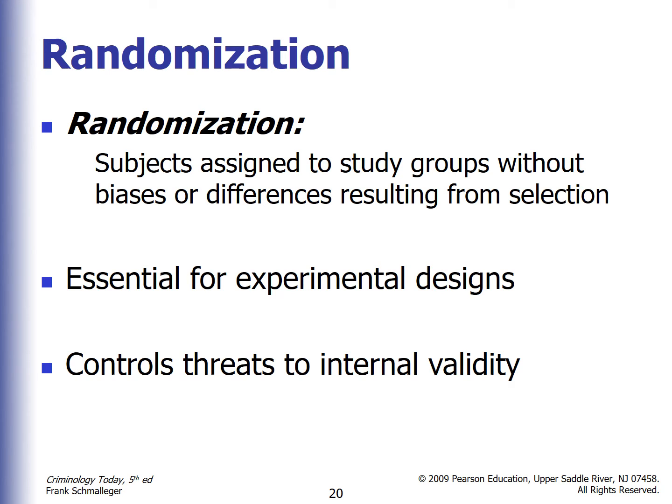It's essential for experimental designs, and it helps to control threats to internal validity. As I mentioned, if you do your study on alcohol only with people who live in a bar, you're going to get one result, versus if you go to a church where part of the culture is they're not allowed to drink, you're going to get another result. So you want to have a random sample that covers all the bases.